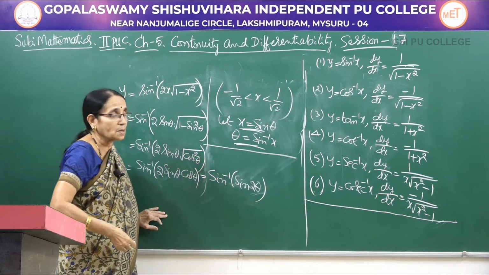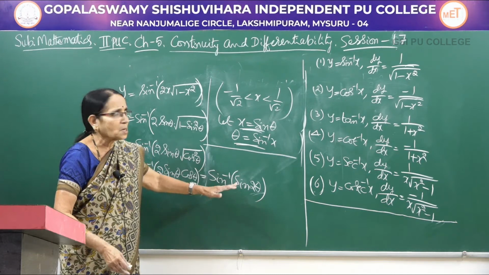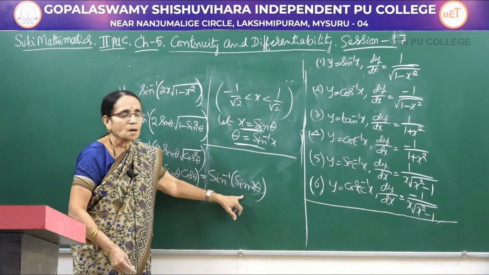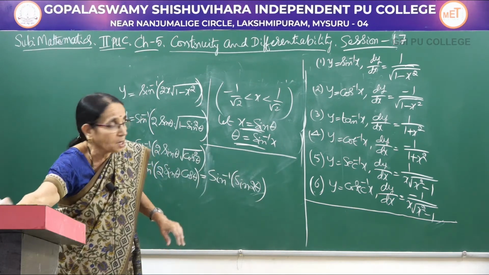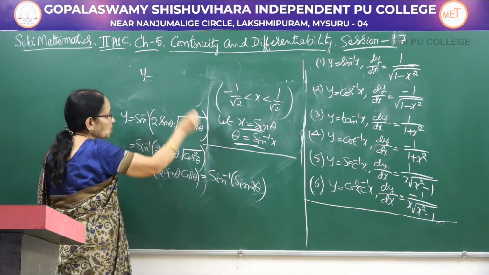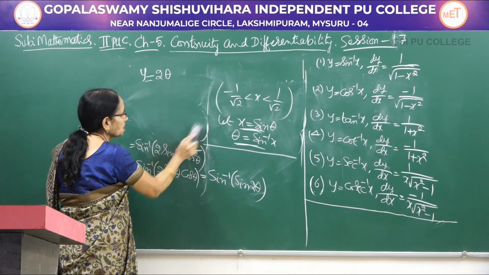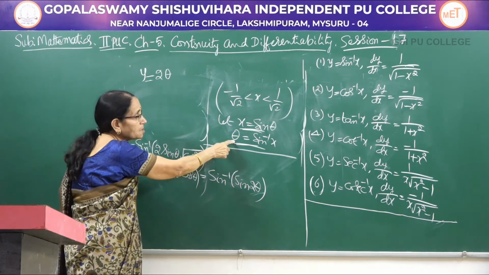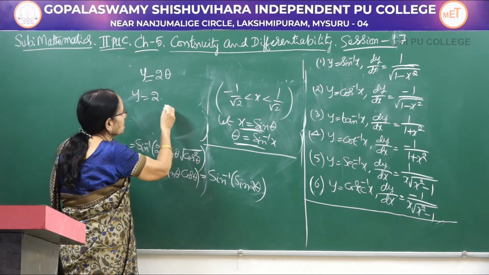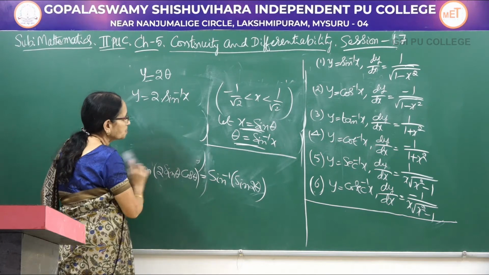Again a property I have learned, sin inverse of sin x would be equal to x under some condition. So the condition has been given already. Sin inverse of sin 2 theta is equal to 2 theta. So that I am writing here. That means that y is equal to 2 theta. Okay, y is equal to 2 theta. Now that's why I have written theta in terms of x. Therefore, what is theta here? Theta is nothing but sin inverse x.